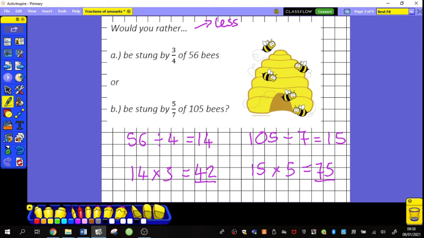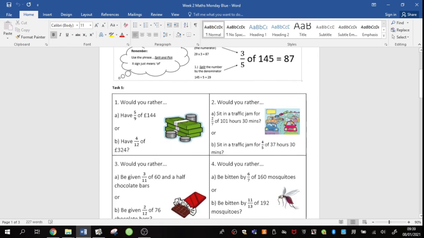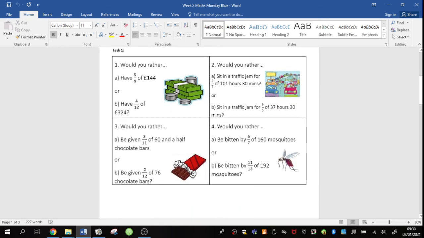So, in order to show that, I would then write, I would rather be stung by, and tell me your answer. Your task today, once you've done your arithmetic warm-up, is to complete the 4 would you rathers questions, remembering that each part needs to show your workings and to represent it as a bar model as you go along.